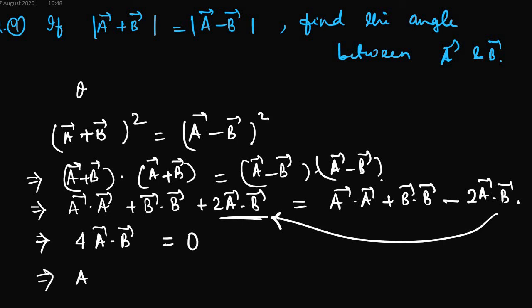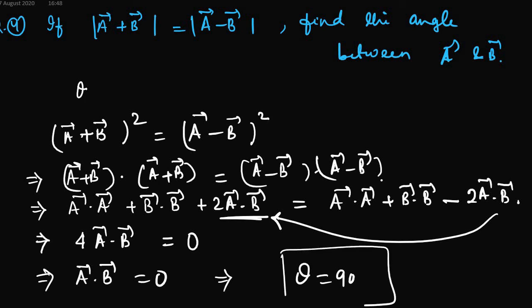So what would be A dot B? Also 0. So if A dot B is 0, that means cosine of the angle, cos theta, what is it? Cos theta is zero if theta is 90 degree. So this is how we prove that they are mutually perpendicular to each other. The angle between A and B is 90 degree. Okay, this is how we solve this problem.